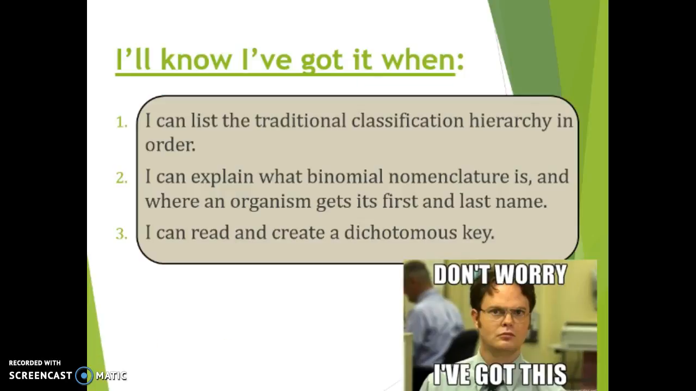Alright, so I'll know I've got it when I can list the traditional classification hierarchy in order. I'll know I've got it when I can explain binomial nomenclature and where an organism gets its first and last name, and I can read and create a dichotomous key. And we're going to be actually using these dichotomous keys in this station rotation today.